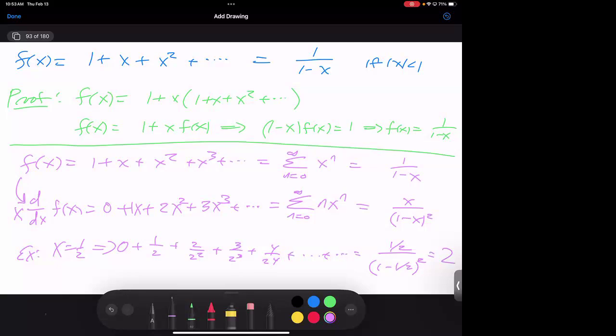So you've got to be a little bit careful. When I take the derivative, I do lose the constant term. And then when I multiply by x, there's no constant term. Can I add back 0 if I want? Yeah.